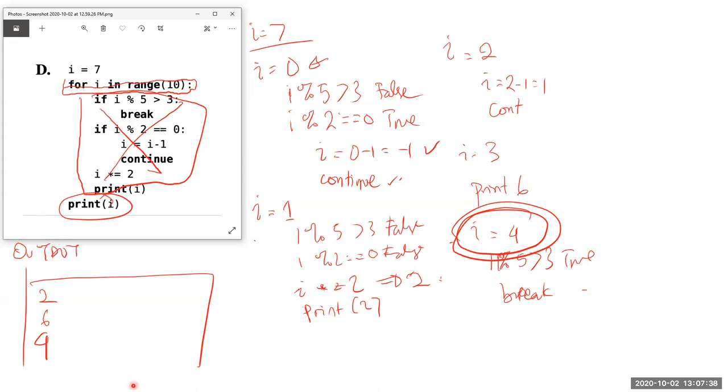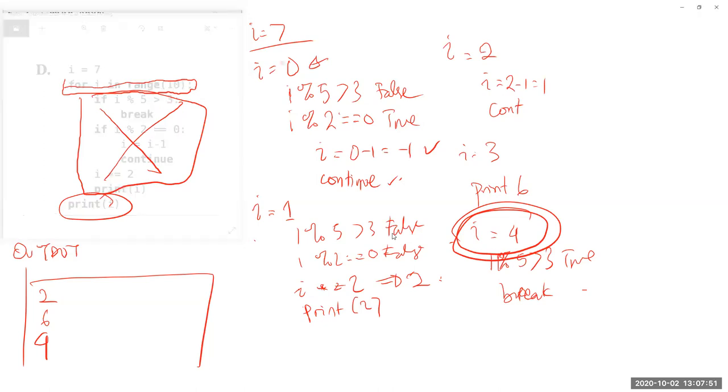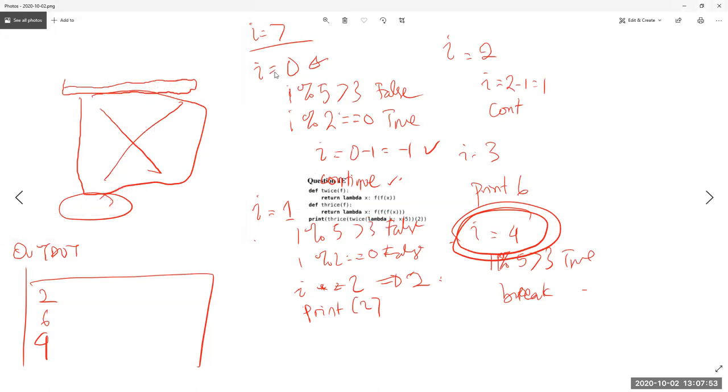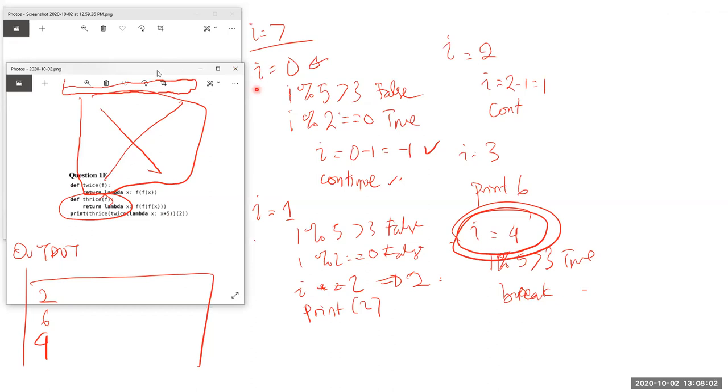Okay, Jonathan, I hope that answers your question. Okay, Adrian, you have another question. Let me see. Okay, that's how you do it. In fact, in CS1010E, this is the way you are expected to do it. You are expected to write I is 0, I is 1, I is 2, I is 3, I is 4, so that we can understand how it changes.